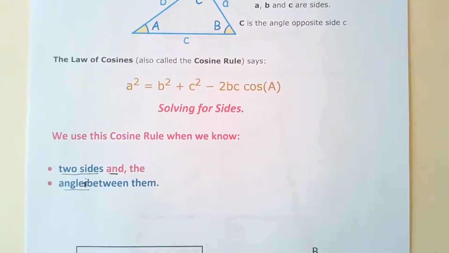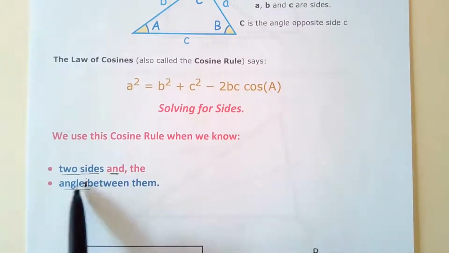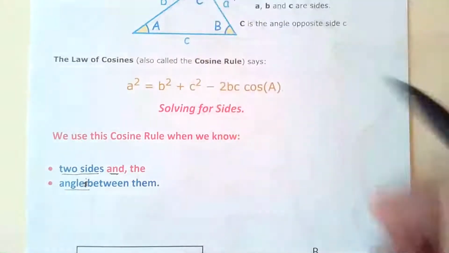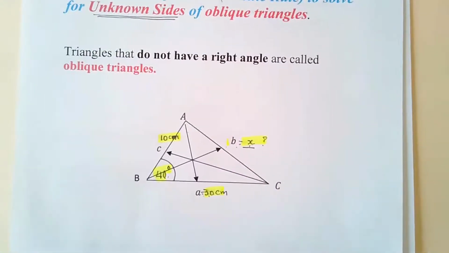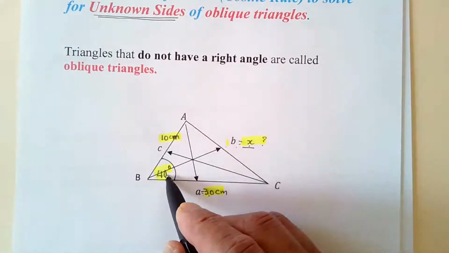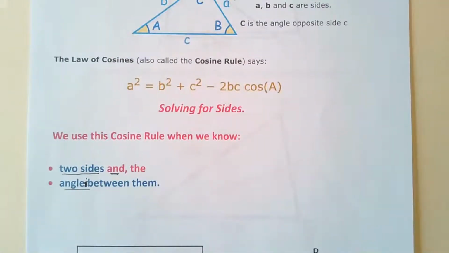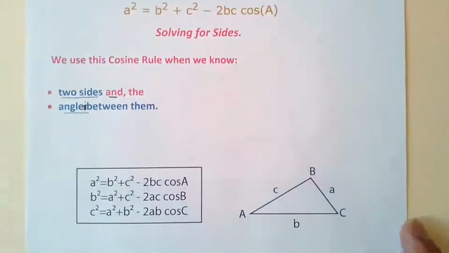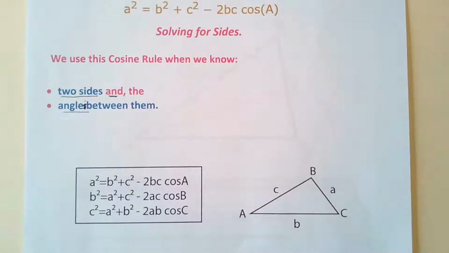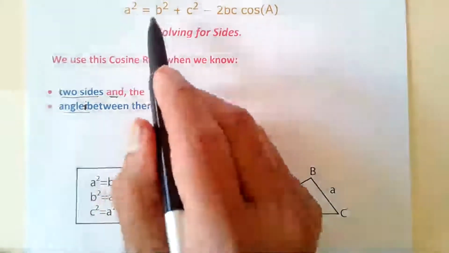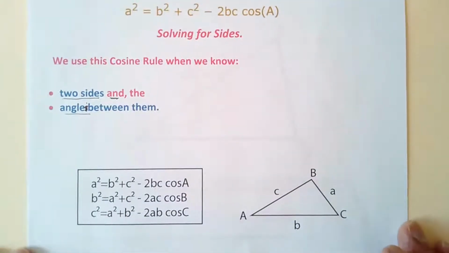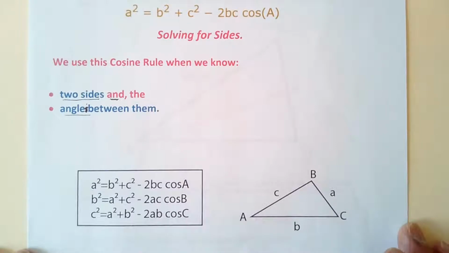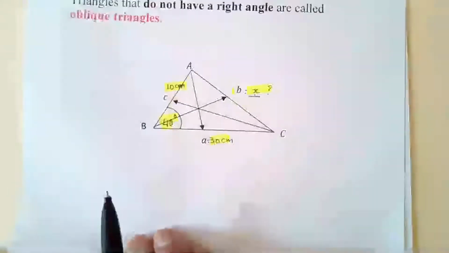So this rule is used when we have two sides and the angle between them. In the example we showed you earlier, we have two sides and one angle between them, so we apply the cosine rule. The cosine rule can be extended for any sides, but for our purpose we will use this one, and it can apply to any triangle that is given the angle and the two sides between them.